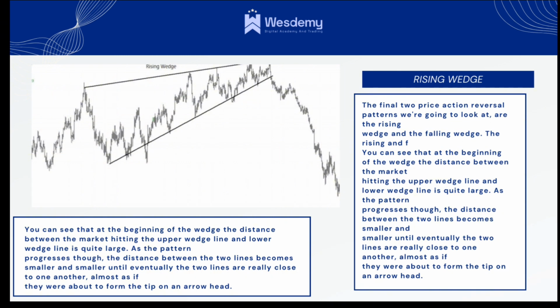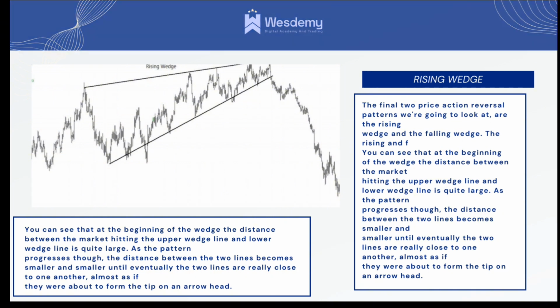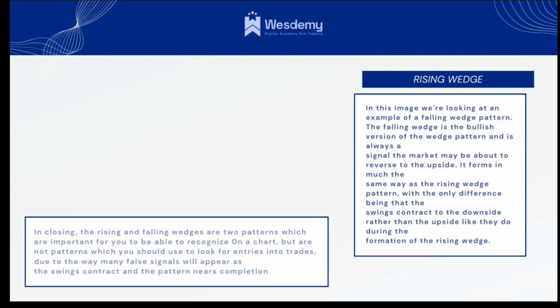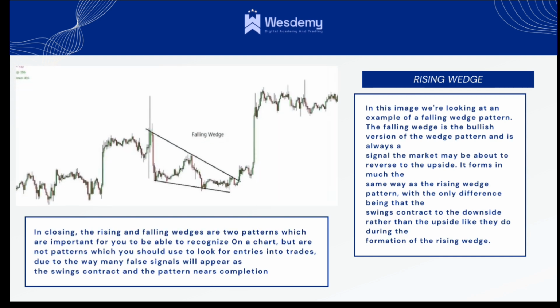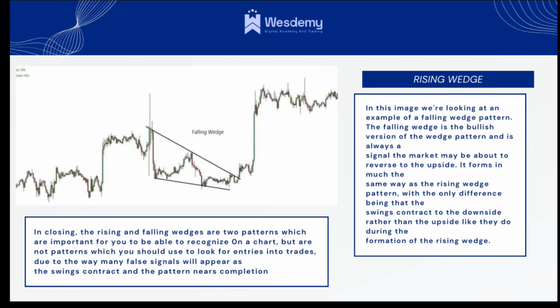All right. So now let's look at the twin brother to this pattern, which is what? The falling wedge. Now the falling wedge looks just like what you see on your chart. In this image, we are looking at an example of a falling wedge pattern. The falling wedge is the bullish version of the wedge pattern. Now, in this falling wedge pattern, it shows you a reversal from a downtrend to an uptrend. In the rising wedge pattern, it shows you a reversal from an uptrend to a downtrend.